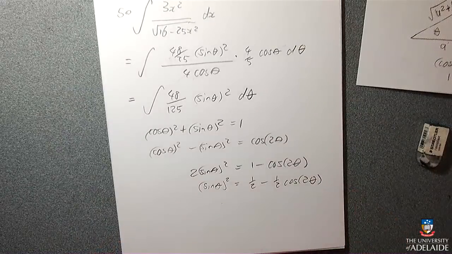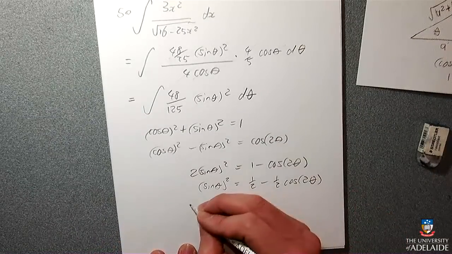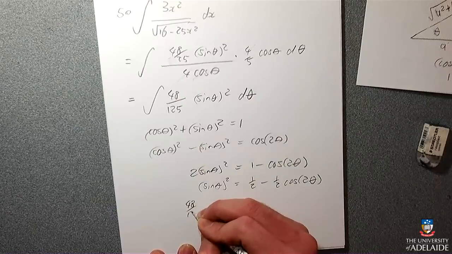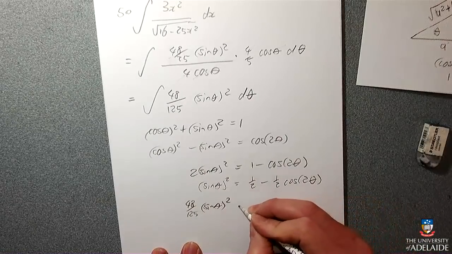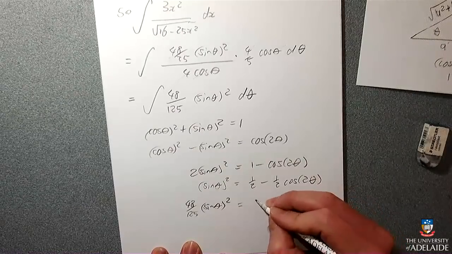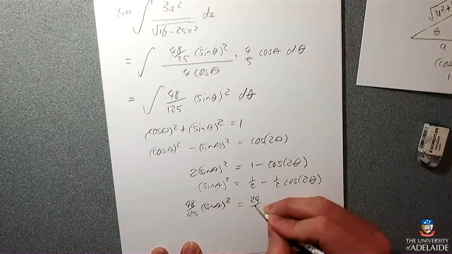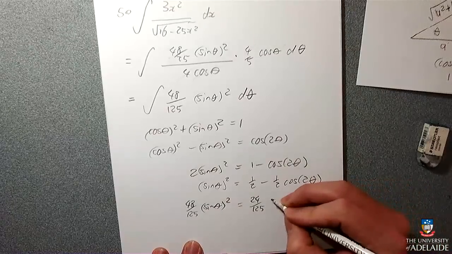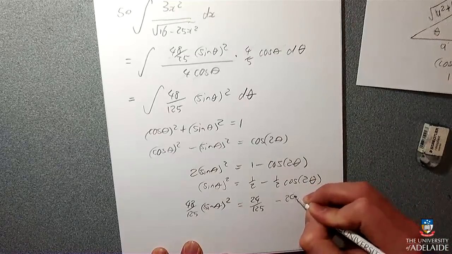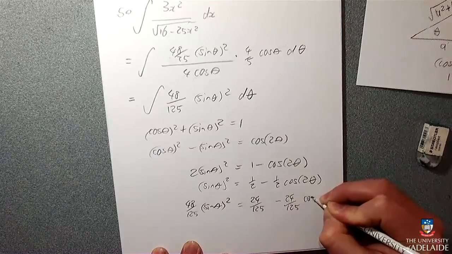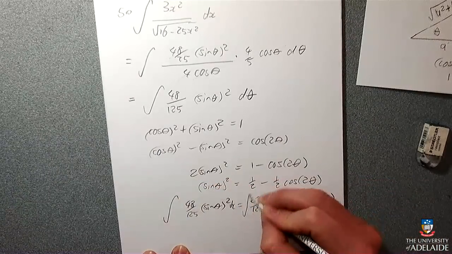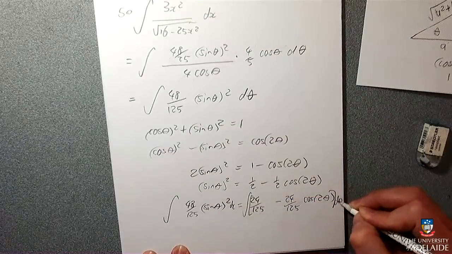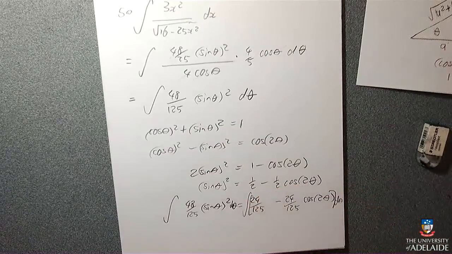Okay, and so 48 on 125, which is the integral I need to do, is 24. Brilliant. Sweet. So now I integrate that.